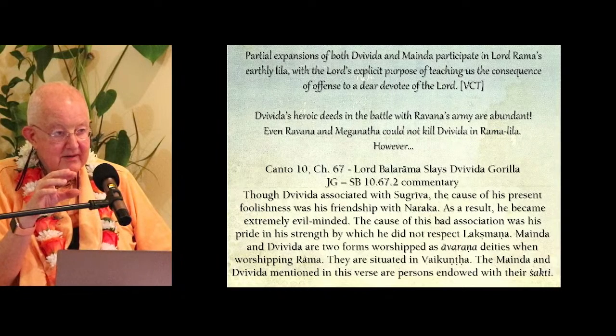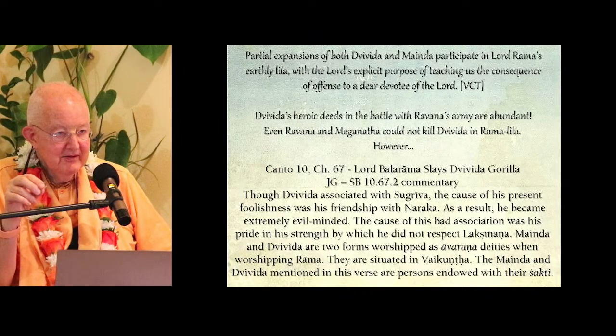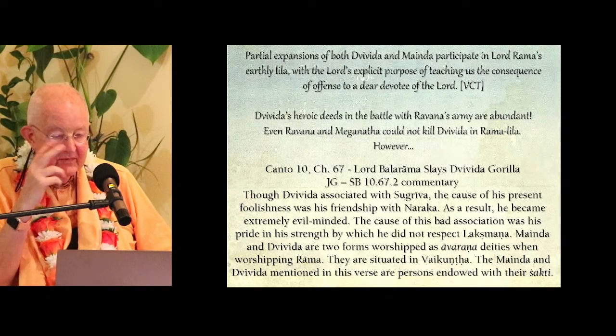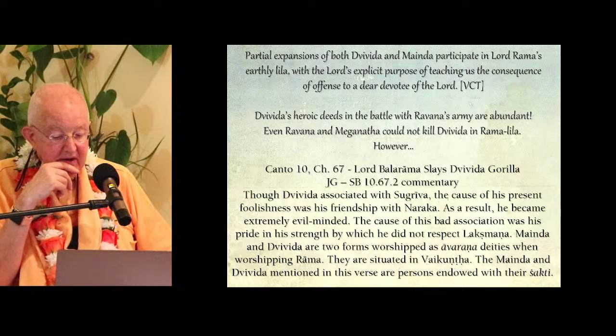We're going to hear more about that. I was really curious to find out where's the scriptural reference that says, what did he do to disrespect Lakshman? So, be a little patient, we'll get there. There were two things that were specifically done. Minda and Dvivida are two forms worshipped as Avarana deities when worshipping Ram. They are situated in Vaikuntha. The Minda and Dvivida mentioned in this verse are persons endowed with their Shakti.